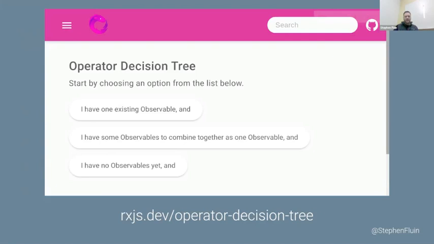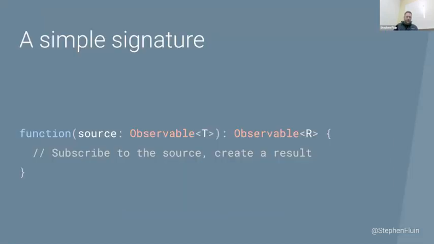There's a fantastic website, rxjs.dev/operator-decision-tree. So if you don't know what operator to use, or if you're wondering if something already exists, I definitely recommend you go here and actually follow the flow. It will point out some operators you might not know exist. And this can be an input to the decision of, should I build a custom operator? If you're going to build an operator, every operator has basically a very simple signature.